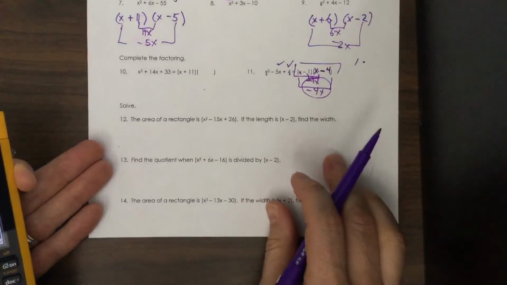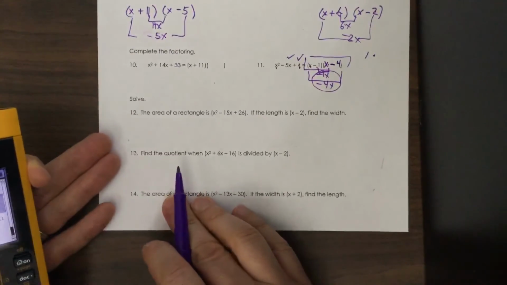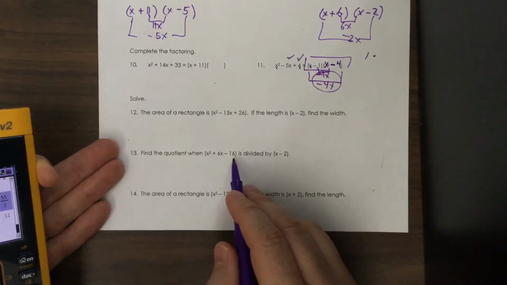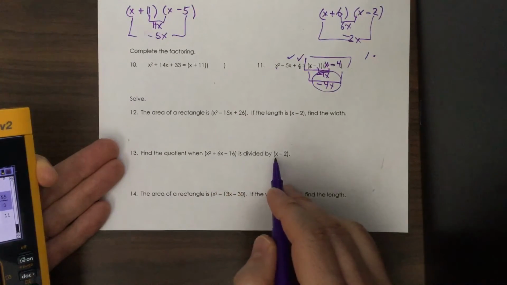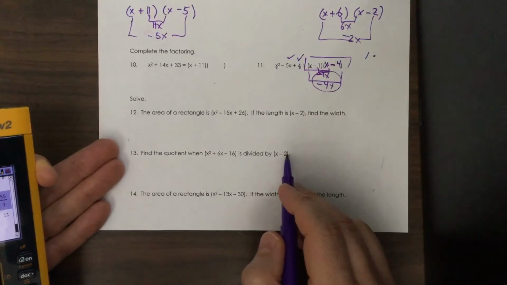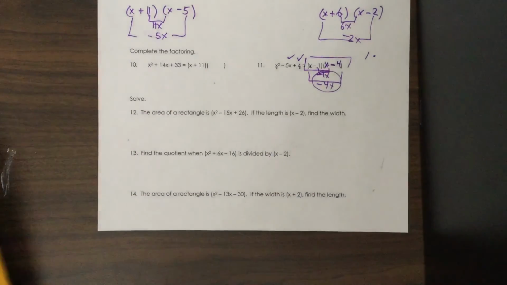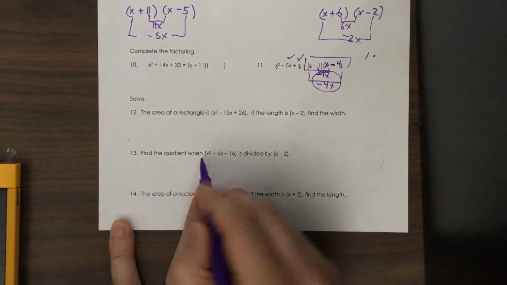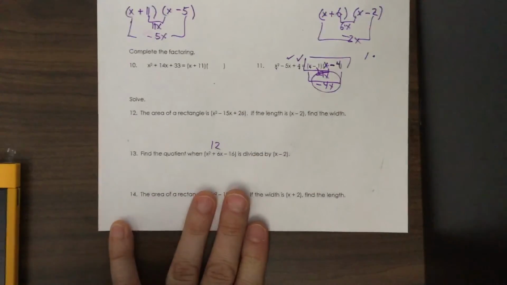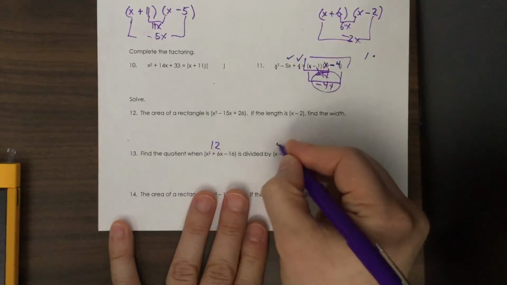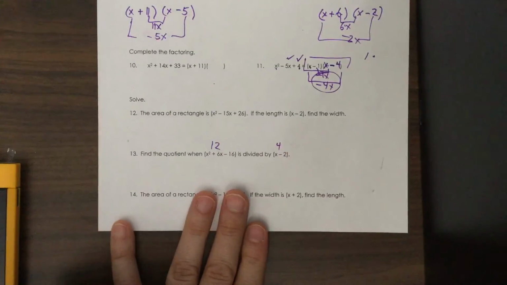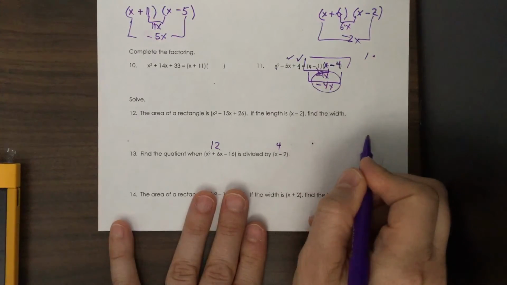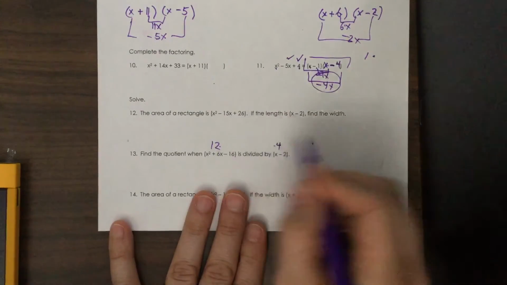Number 13, the last one we're doing together. Find the quotient when x squared plus 6x minus 16 is divided by x minus 2. Basically, let me make this an easier problem. Find the quotient when 12 is divided by 4. How would you do that one? Well, 4 times what gives me 12? You could do 12 divided by 4 and you get 3.